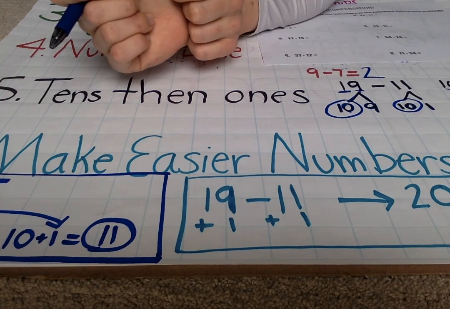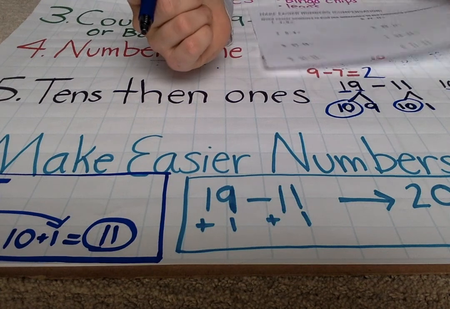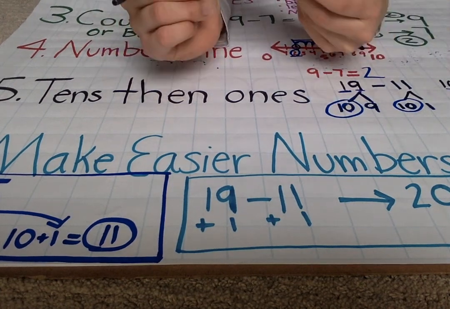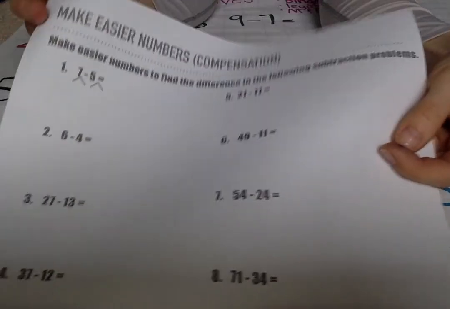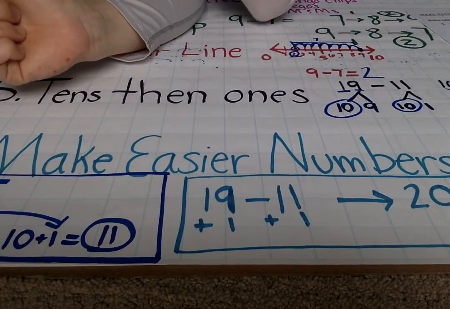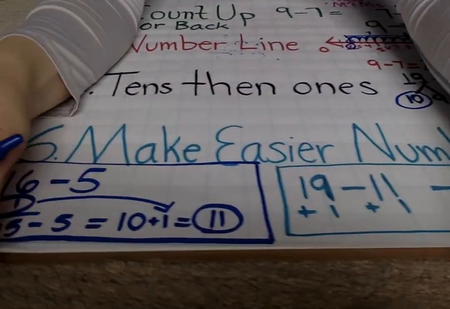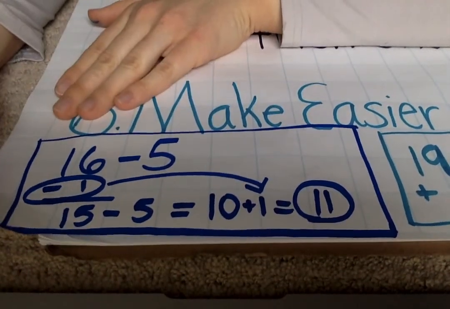Our last but not least subtraction strategy is called make easier numbers. You might also see make easier numbers named as compensation. So you'll need the page that says make easier numbers or compensation to complete this lesson. Making easier numbers is exactly what it sounds like.